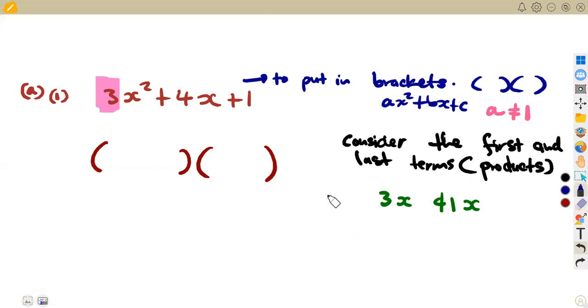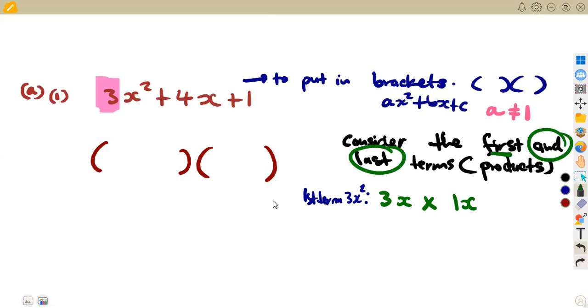So this is for the first term, which is 3x squared. We are going to have the product. Remember, we want the product. So let us just multiply so that we understand each other. So this is times 1x. If I multiply this, I get 3x squared. Okay? But like I said, you consider the first and last.